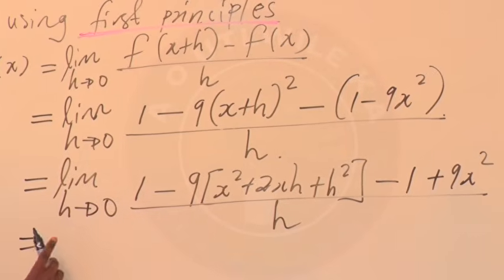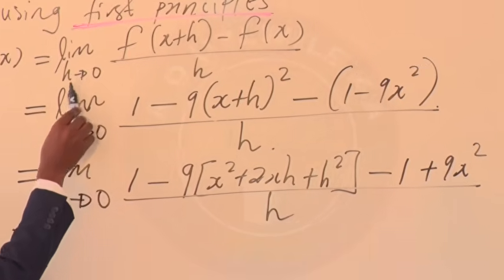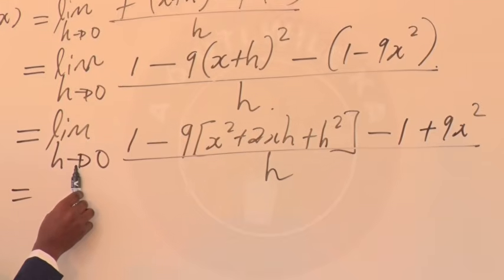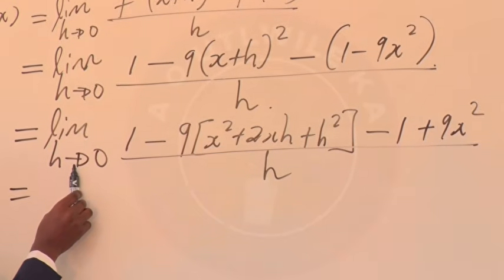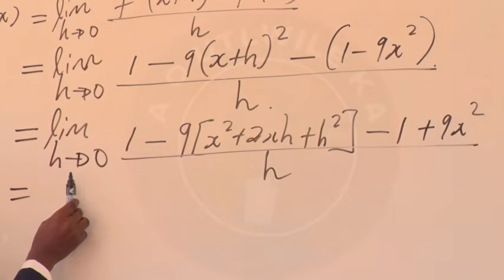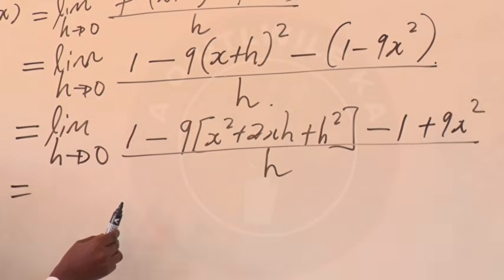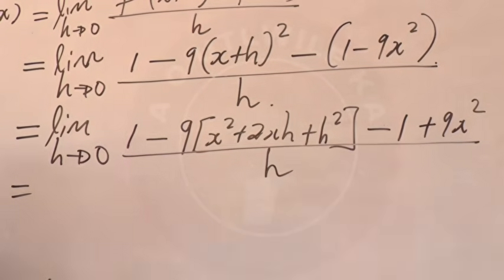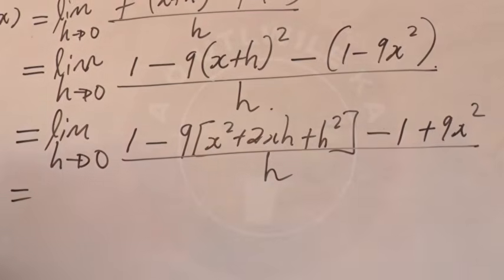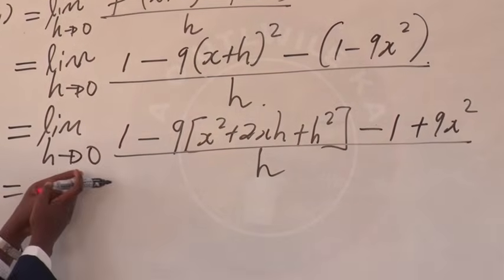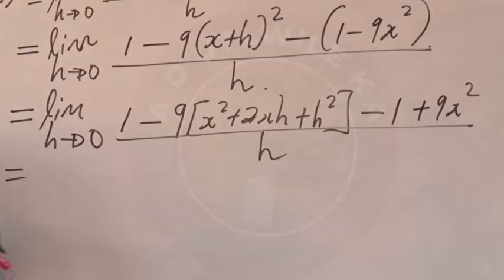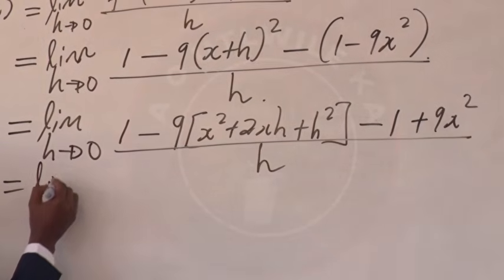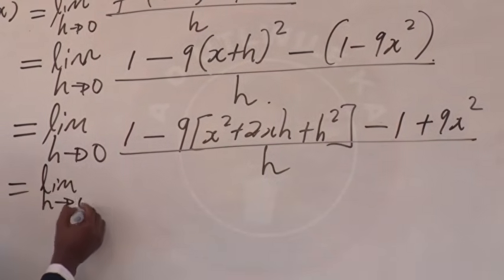Why am I continuing to write limit h approaching 0? Because we have not yet reached the final answer. That is correct. The minute h approaches 0, we stop writing the limit. But while we are going to the answer, we continue to write limit h approaching 0.